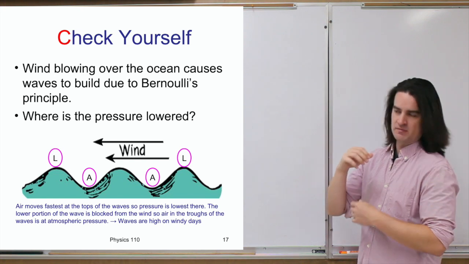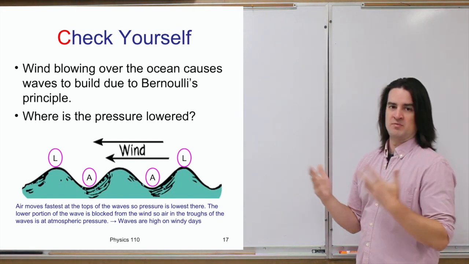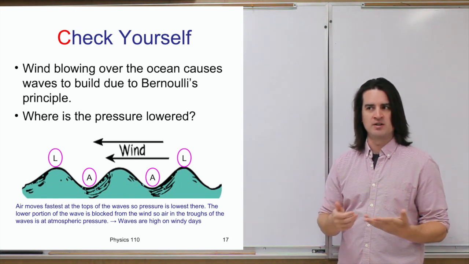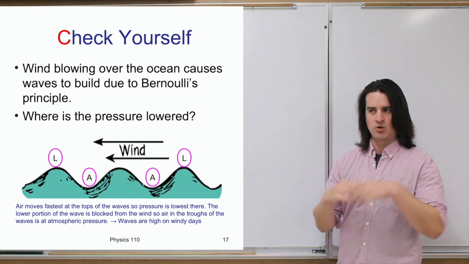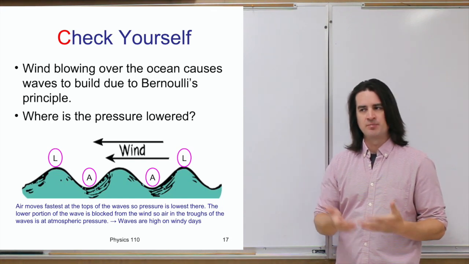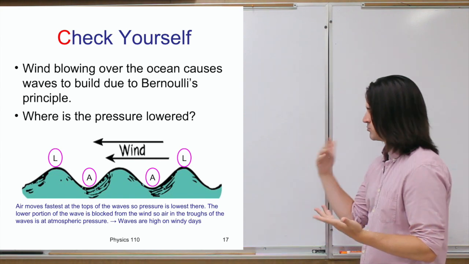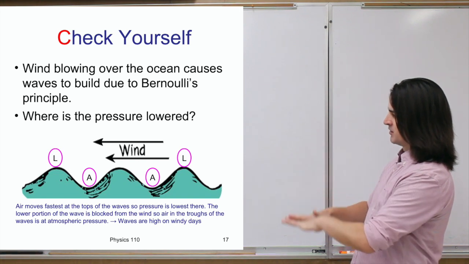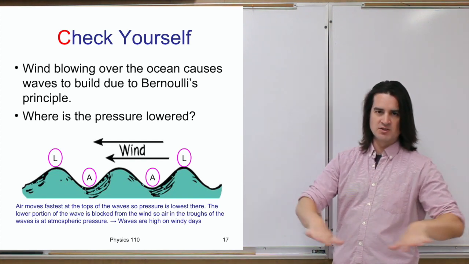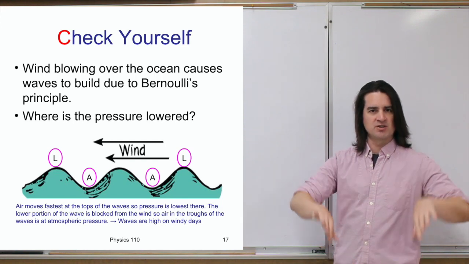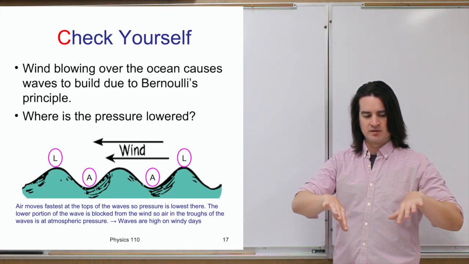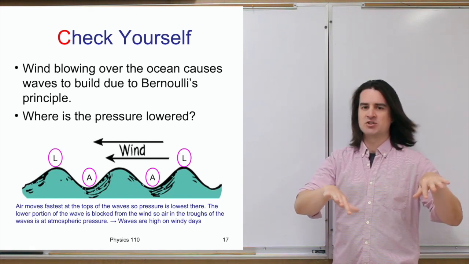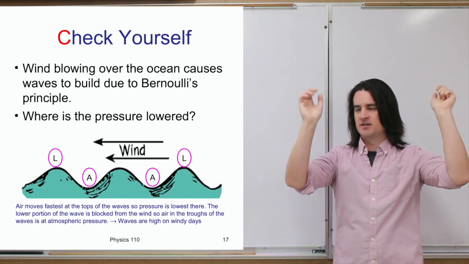And this is the main way of understanding why on a windy day, waves in general are going to be much bigger than they would on a calm day. On a calm day, there are still going to be waves, but when there are high winds, this effect of Bernoulli's principle means that the troughs of the waves are still pushed down by atmospheric pressure, but the tops of them are not pushed down as much because the pressure is lower than it would be on a calm day. So that lower pressure means the waves and crests can get higher and higher.